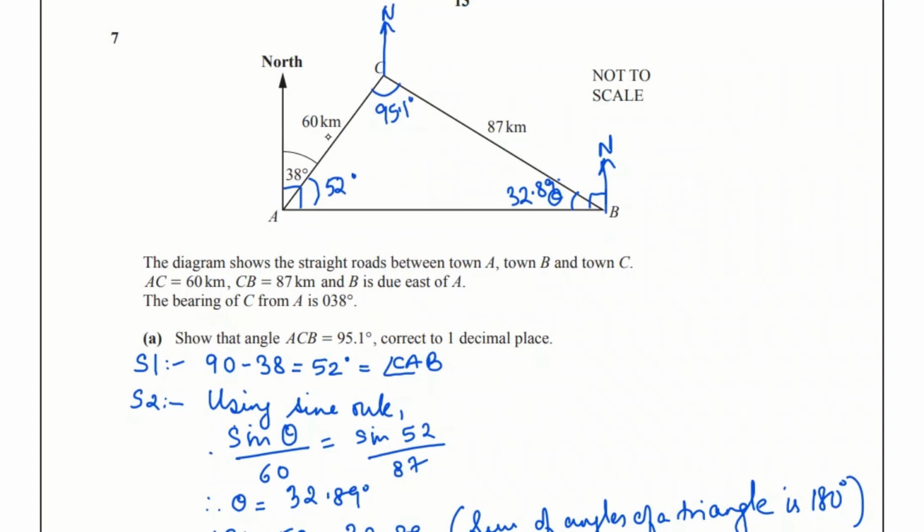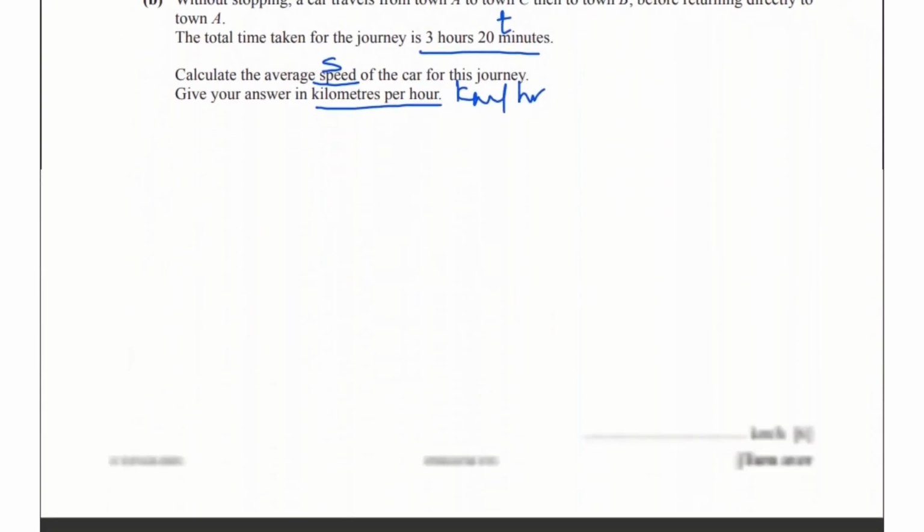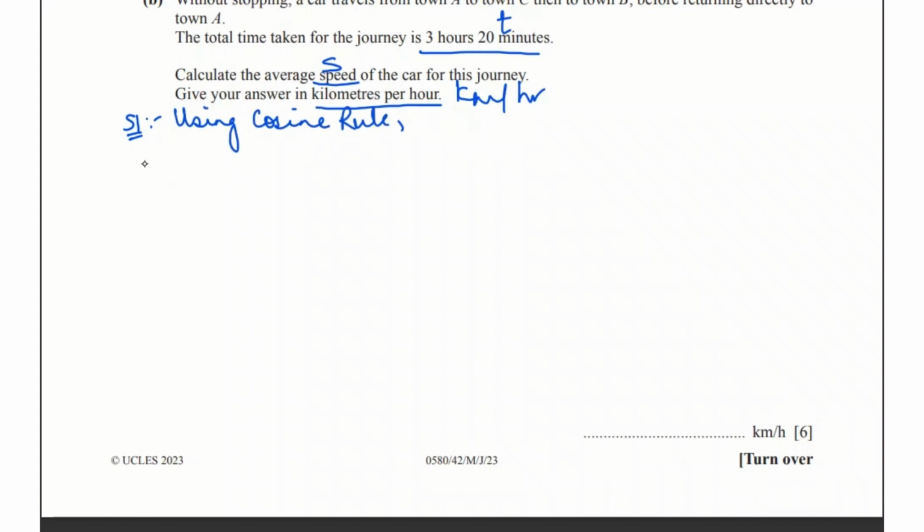Okay, so for this 60 is given, 87 is being given. We have to find out this part. So we'll use cosine rule. The sum is for 6 marks. So step 1 is going to be using cosine rule. So it's going to be AB that we have to find out.